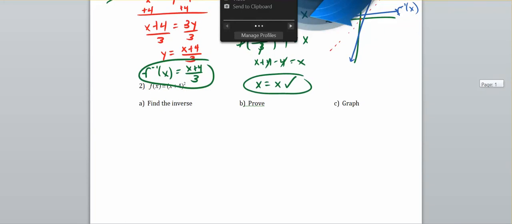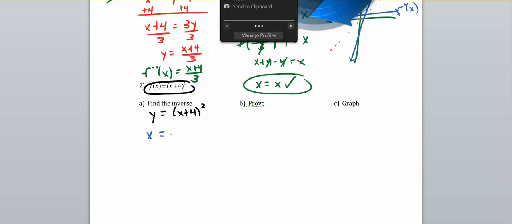All right, let's go ahead and look at number 2. My original function is f of x equals x plus 4 squared. So I'm going to write y instead of f of x so that doesn't confuse you guys. And that's my original function. To find the inverse, I switch x and y and solve for y. So I'm going to switch x, switch y, and then at this point I'm solving for y.